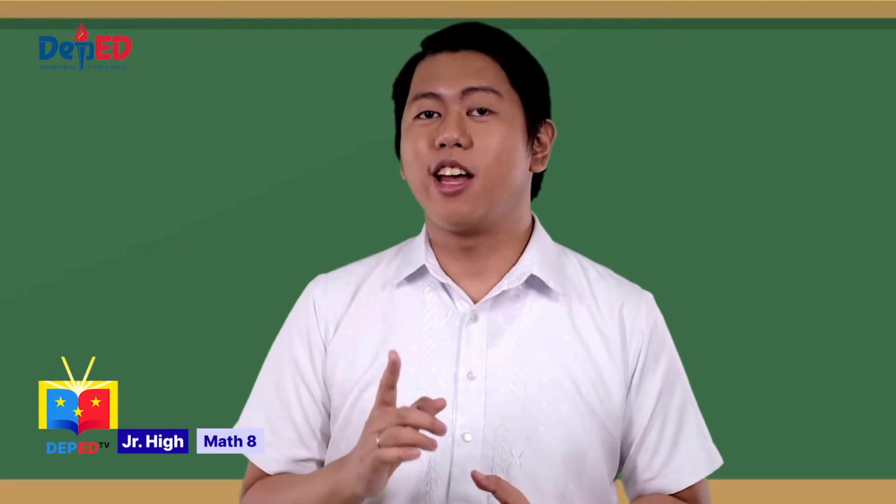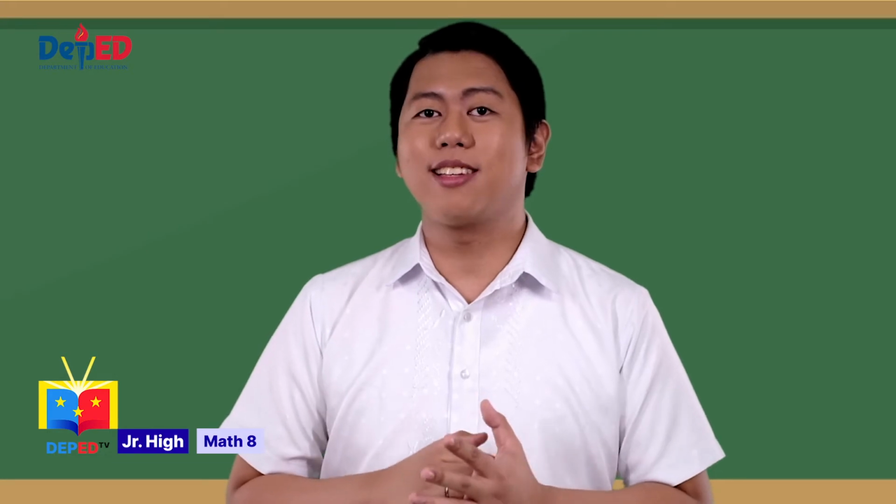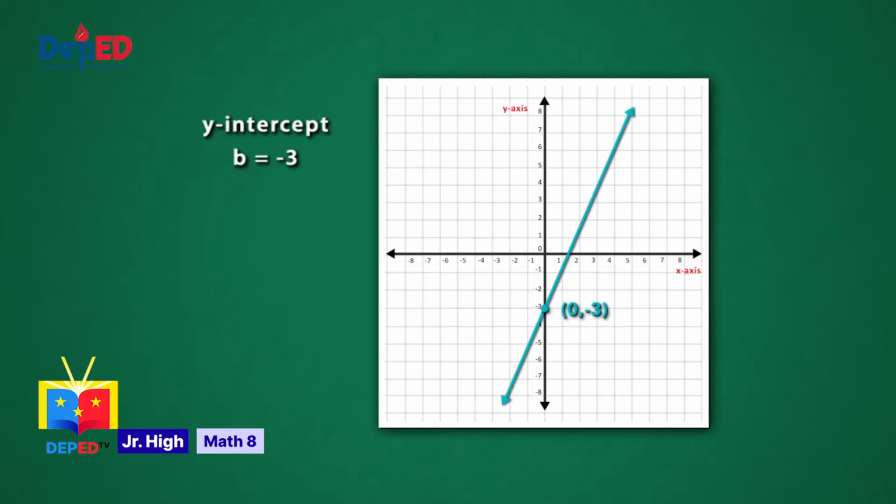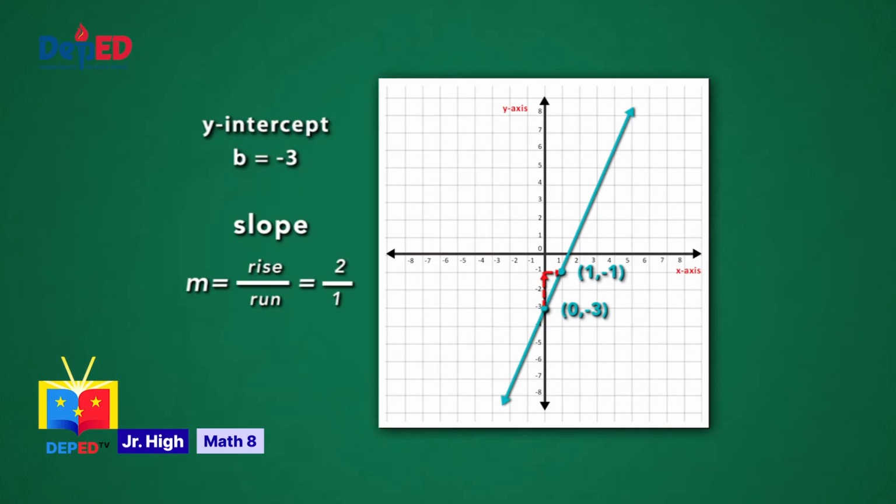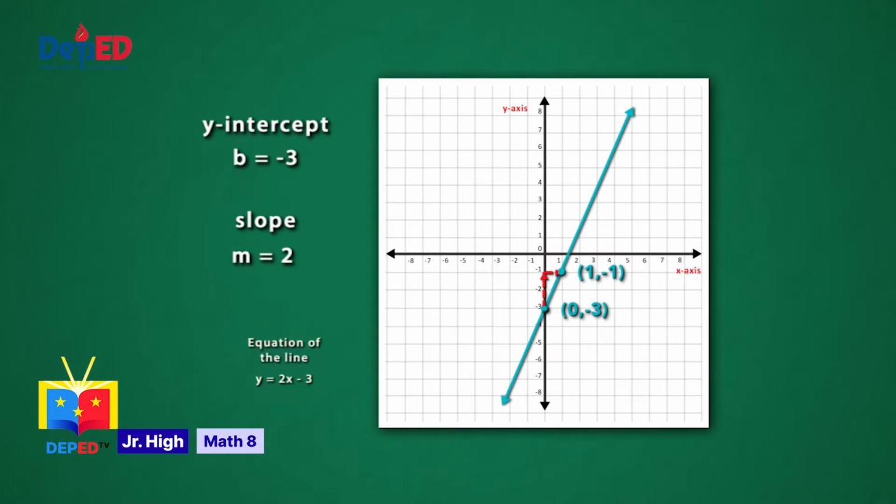Now, we identify the slope by counting the steps to the next integer coordinate. So 2 units upward and 1 unit to the right. With that, what is the slope? The slope is +2. Therefore, the equation of the line in its slope-intercept form is y = 2x - 3.